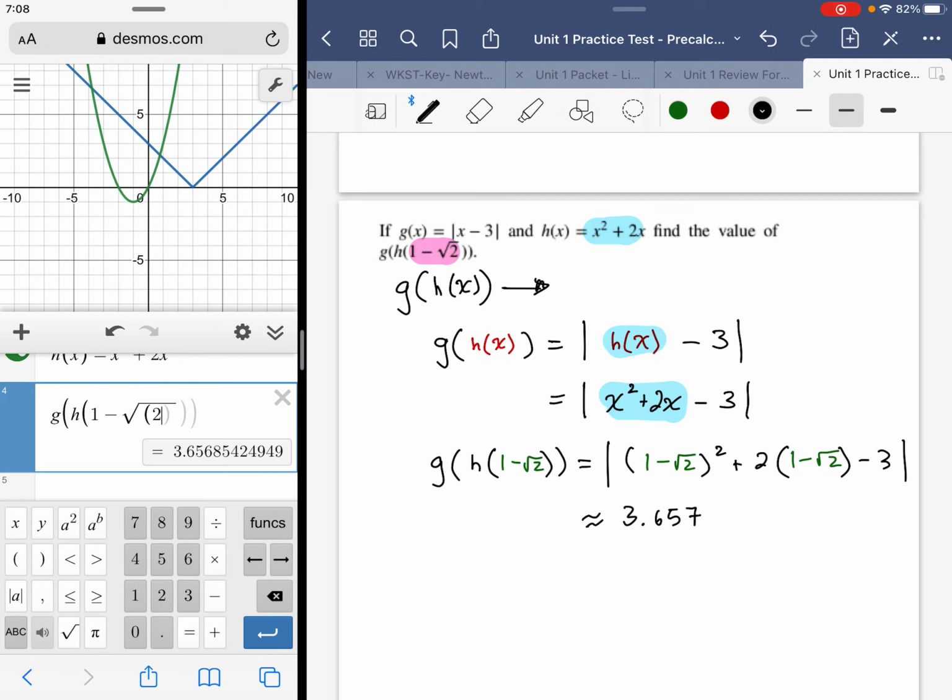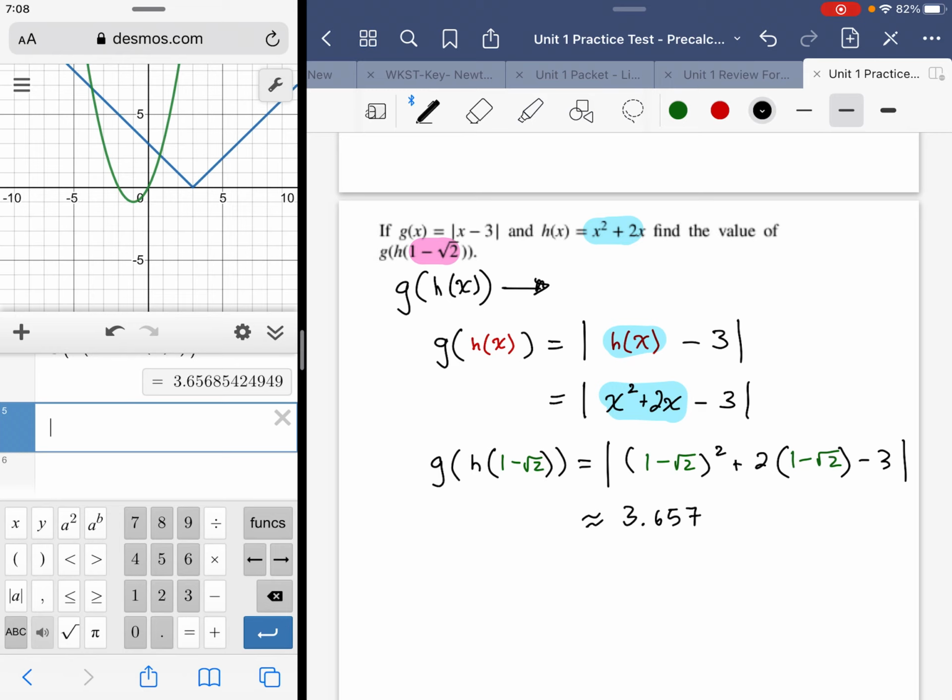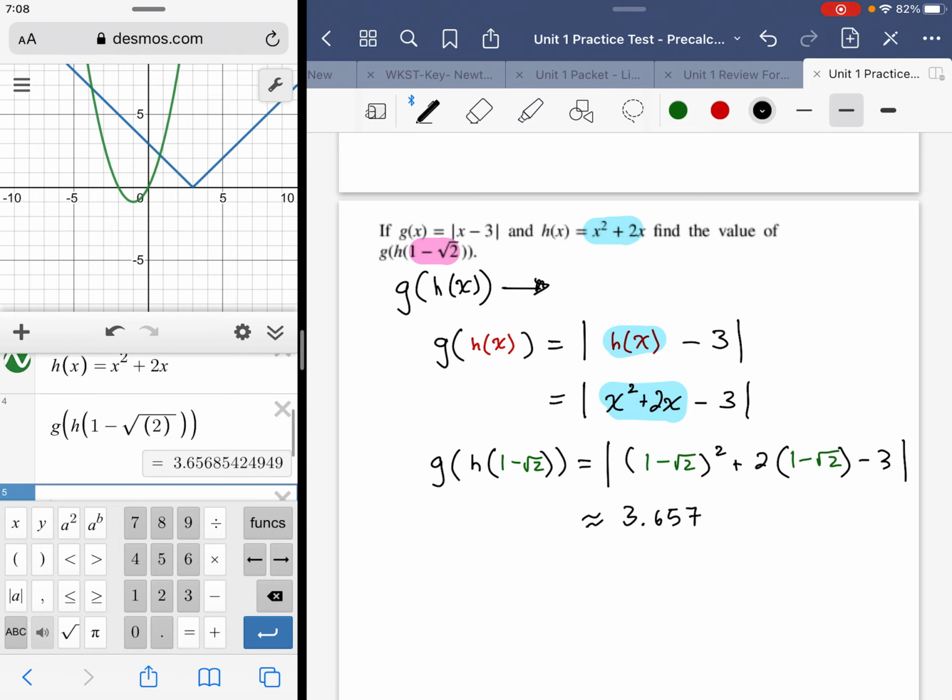Oops, I don't need to do that. Just close this one, then there we go. And you'll get the same answer. Either way is fine. On the test, if you need to submit work for a question like this, just submit your Desmos share link.